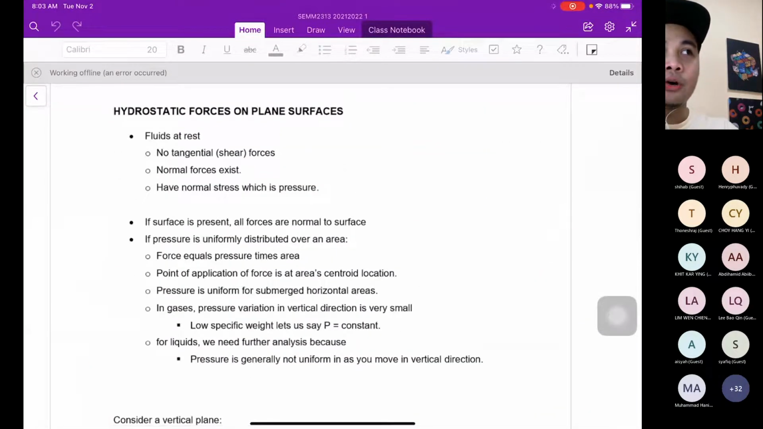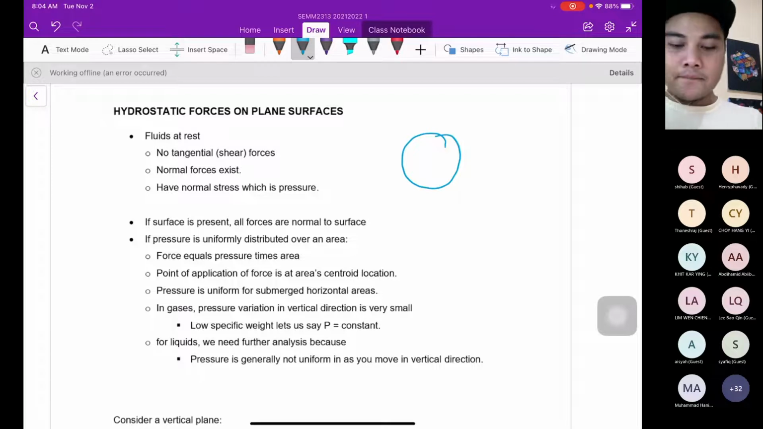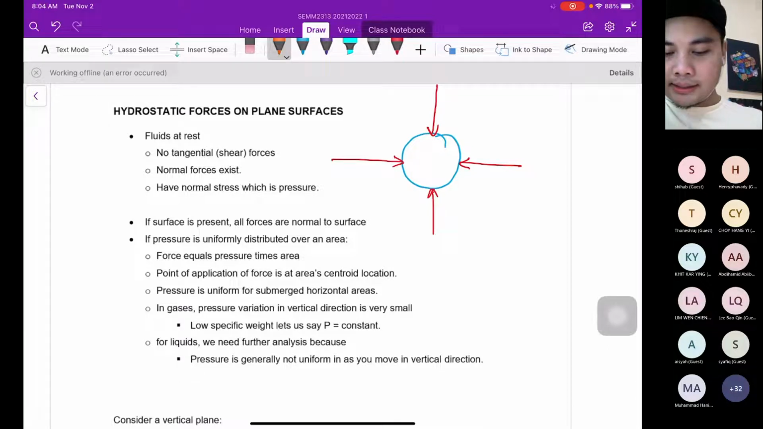So in today's lecture, we're going to understand the hydrostatic forces on plane surfaces. When the fluid is at rest, no tangential or shear force exists. The only forces that exist are normal forces, so we have a normal stress, which is the pressure. As I mentioned before, let's say this is liquid, all right? When it is static, that means only the pressure force exists, which is normal to the face, perpendicular to the face. So this is 90 degrees, 90 degrees, and so on. All right, this is what we call FP, the pressure force.